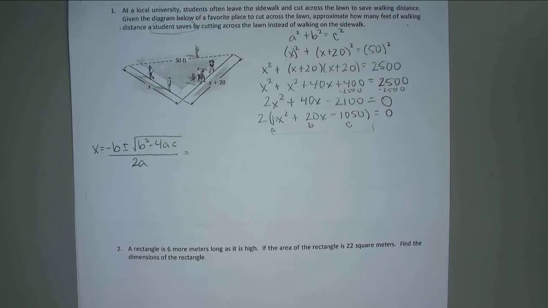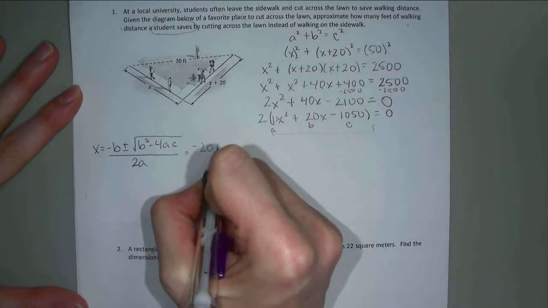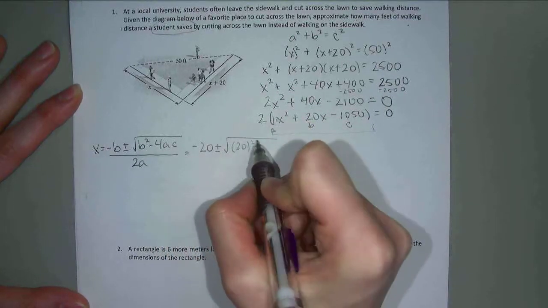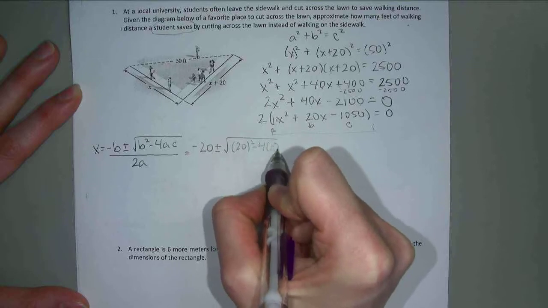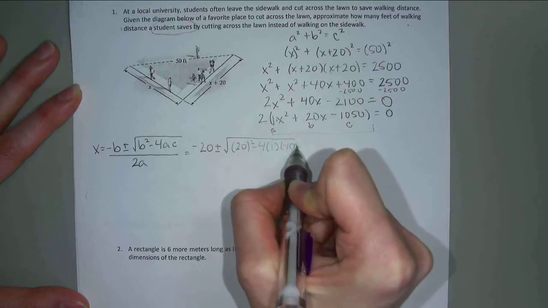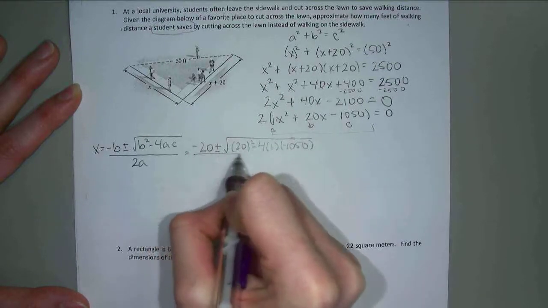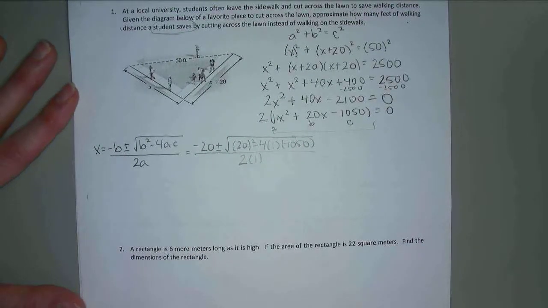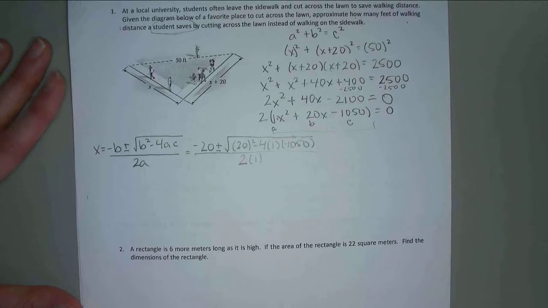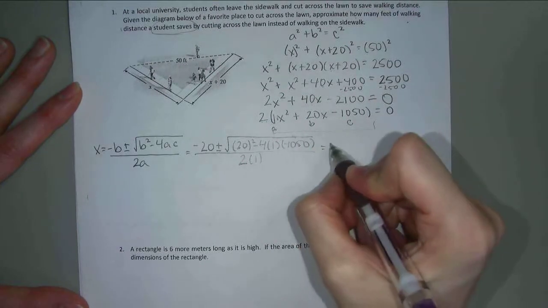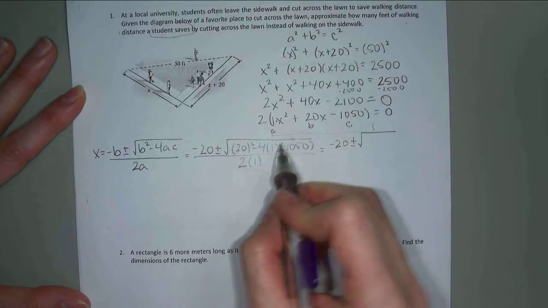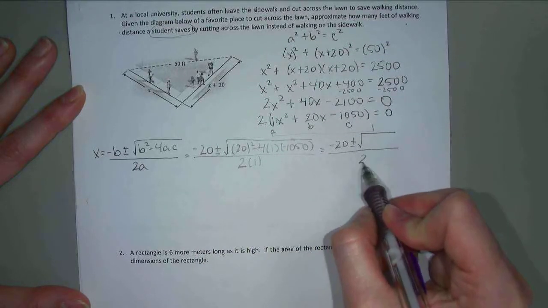Okay, so we're going to plug it in. My b is positive, so when I plug it in, it'll be a negative 20 because of the formula, plus or minus the square root of 20 squared minus 4 times a, which is 1, times c, which is a negative 1050, all over 2 times a, or 2 times 1. All right, so what we're going to do is leave negative 20 hanging out, plus or minus the square root, and then let's figure out what this number is, and then it's going to be all over 2 times 1, or 2.